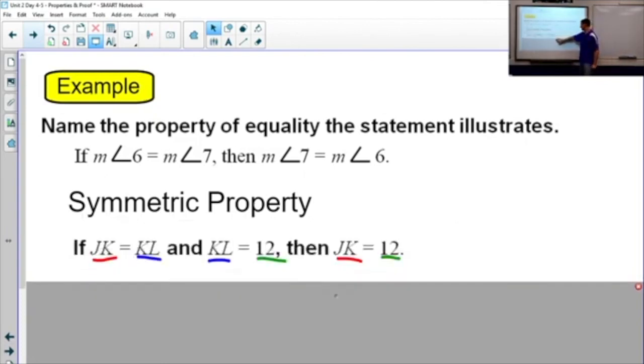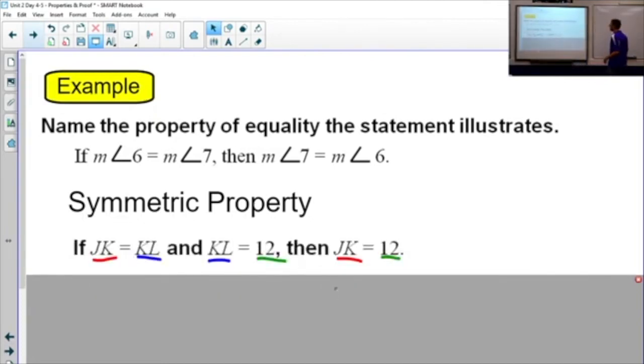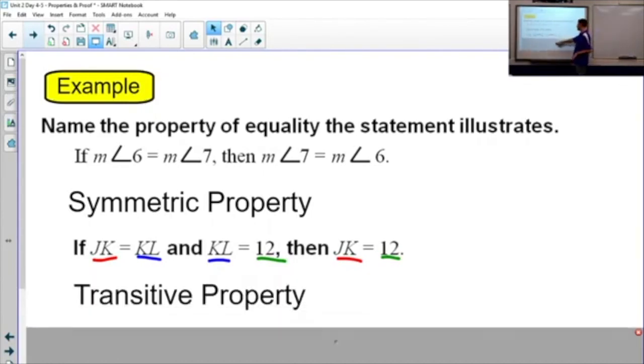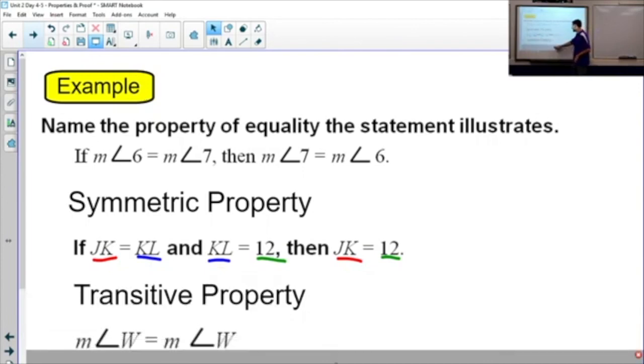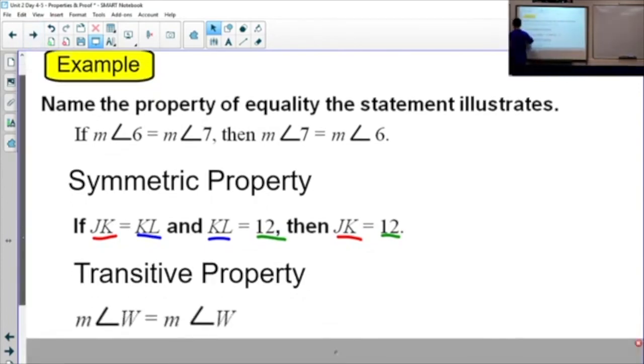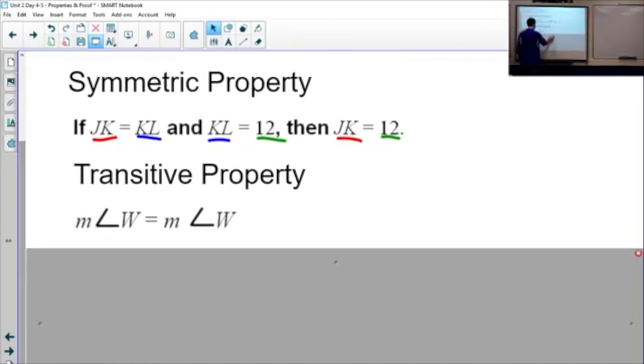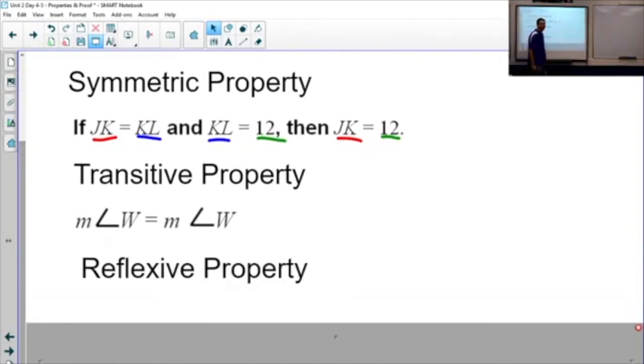Next, if J to K equals K to L and K to L is 12, then that means J to K has to be 12. So this is taking 2 different bits of equality and making them equal to each other. That's the transitive property. And W equals W. Well, that's saying that W is equal to itself. That's the reflexive property. The reflexive property is actually going to end up being the most important one here. Having something equal to itself. That's the one we're going to use the most often.